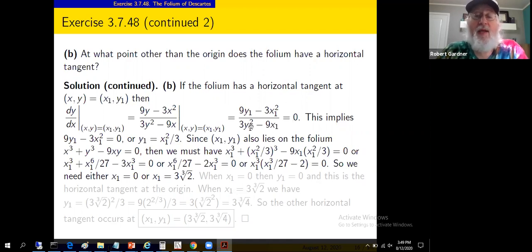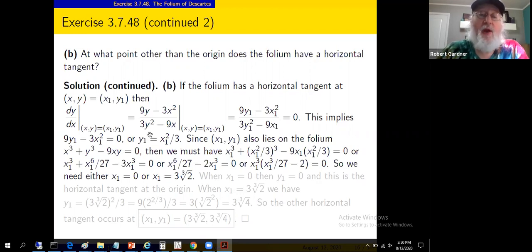Now, the only way we can have a quotient equal to 0 is when the numerator is 0 and the denominator isn't. We've already made a comment about that. So we'll have the numerator equal to 0. 9y1 minus 3x1 squared equals 0. Solving for y1, we take this to the other side, divide by 9 and simplify. We get y1 equals x1 squared divided by 3.